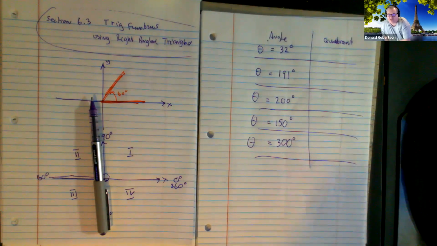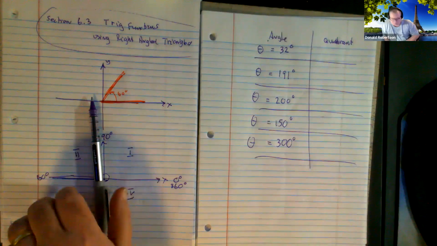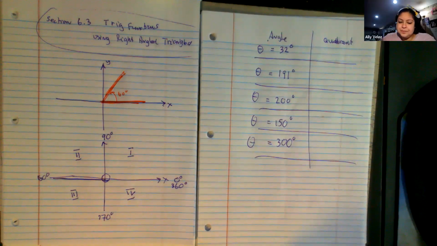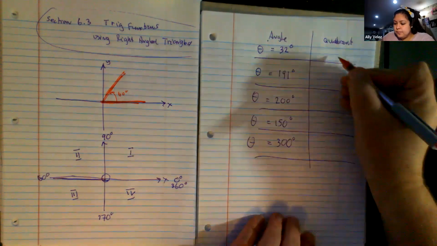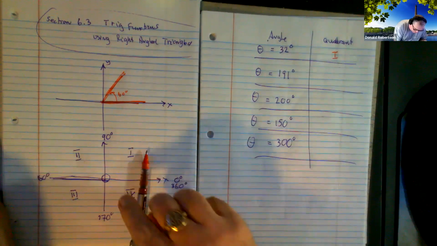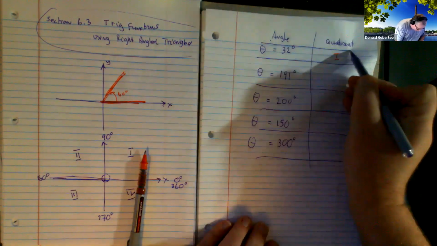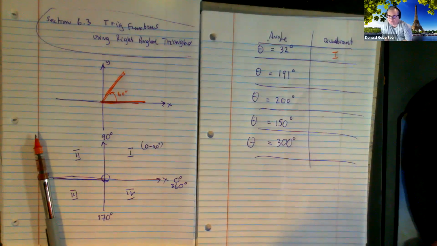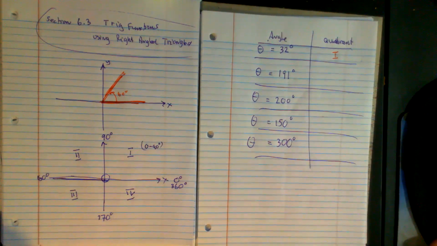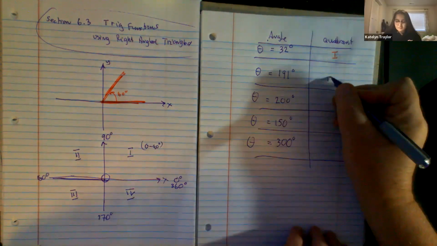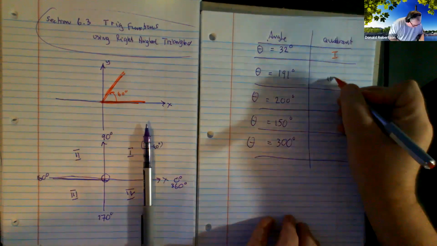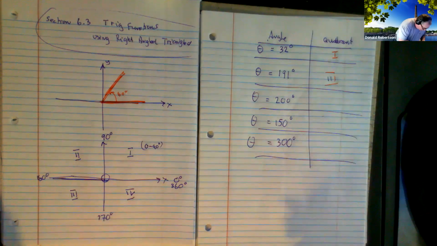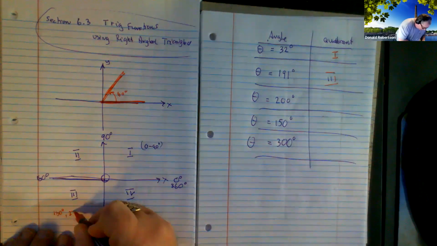Which quadrant is 32 degrees in? 1. Agreed. In fact, as long as you're in 0 to 90 degrees, aren't you in the first quadrant? What quadrant are you in if you're 191 degrees? 3. In fact, if you're in the third quadrant, aren't you any angle between 180 and 270? You agree?